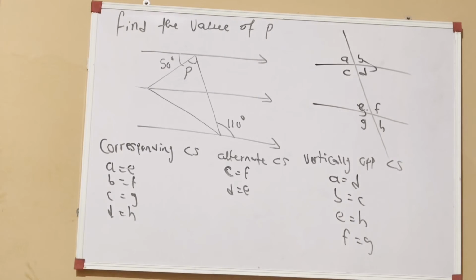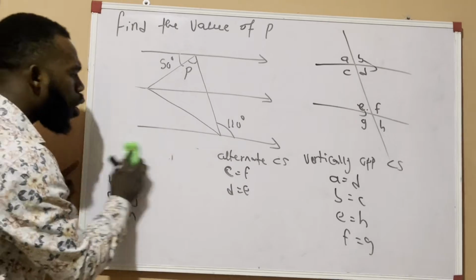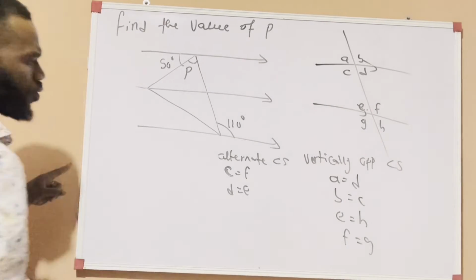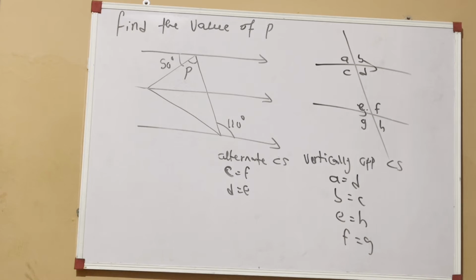Now, another angle that is formed again in this diagram are called co-interior angles. Co-interior angles.